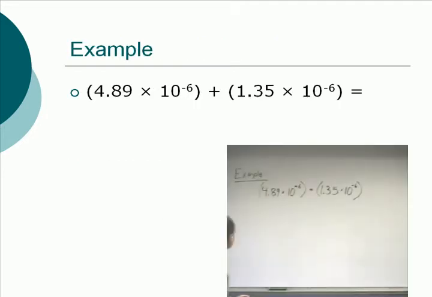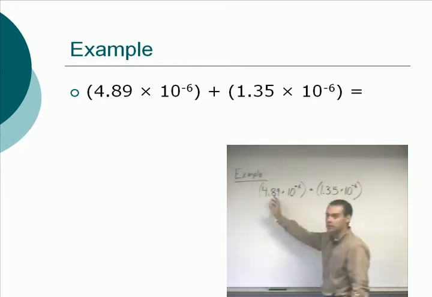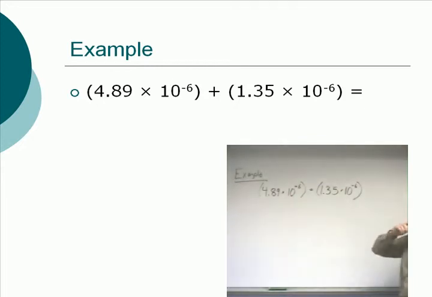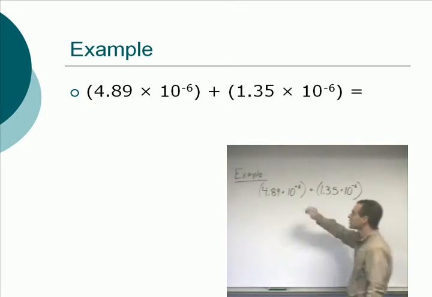Here's an example. We want to take 4.89 times 10 to the negative 6th power and add to it 1.35 times 10 to the negative 6th power. Now I want you to notice something. This won't be on the PowerPoint slide there, but I'm going to change the way it's written up here on the board. Very subtle change. I'm going to get rid of those parentheses for a minute. I'll put them back. Don't bother putting this in your notes, but just think about it.